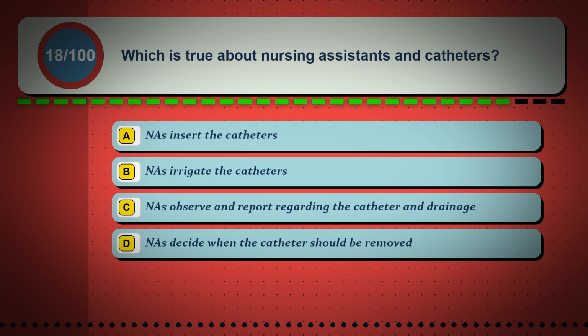Question 18. Which is true about nursing assistants and catheters? Option A, NAs insert the catheters. Option B, NAs irrigate the catheters. Option C, NAs observe and report regarding the catheter and drainage. Option D, NAs decide when the catheter should be removed.